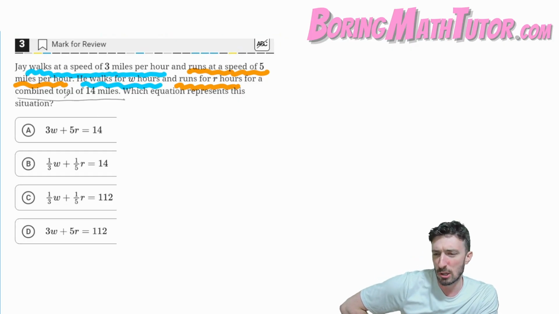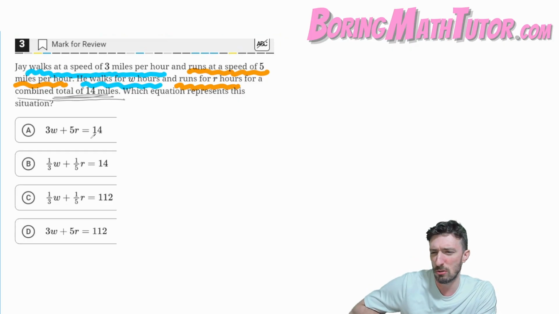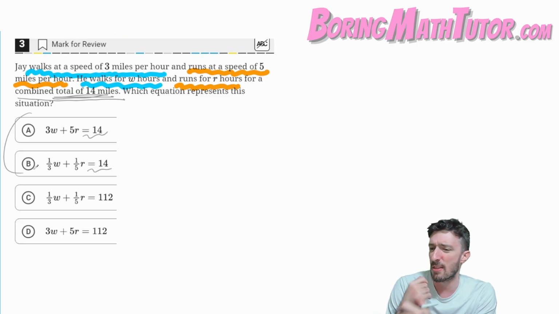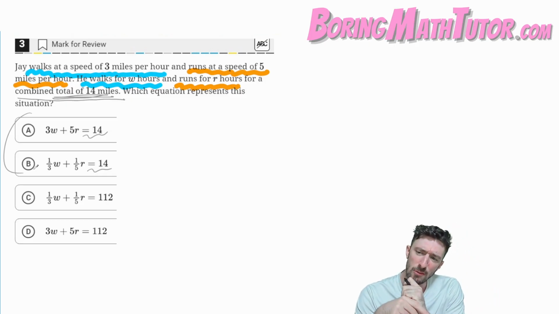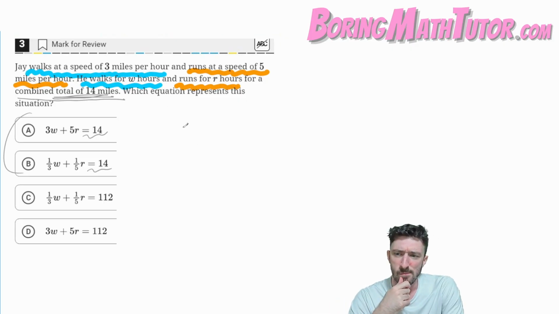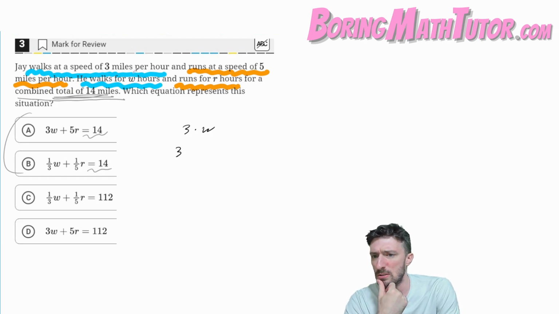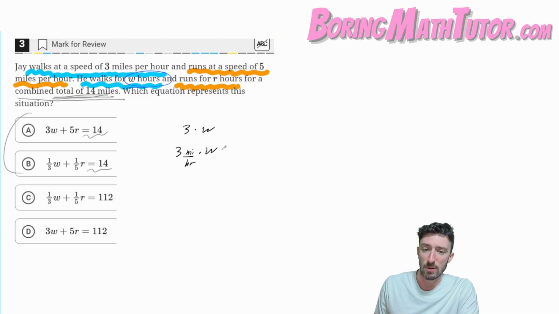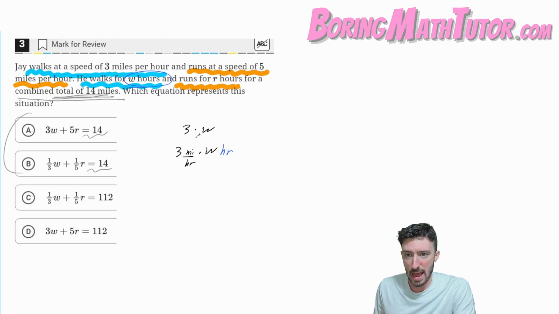Well, let's see. Total of 14. That means two things you're probably going to add together to get me 14. So I got my eye on these two answers. And then if I look at that first one, it's 3 times W. Let me think about that for a second. The 3 is measured in miles per hour. The W is, okay, let's see, what did they say here? W is the amount of hours. Okay, so I got hours. The other one was miles per hour.